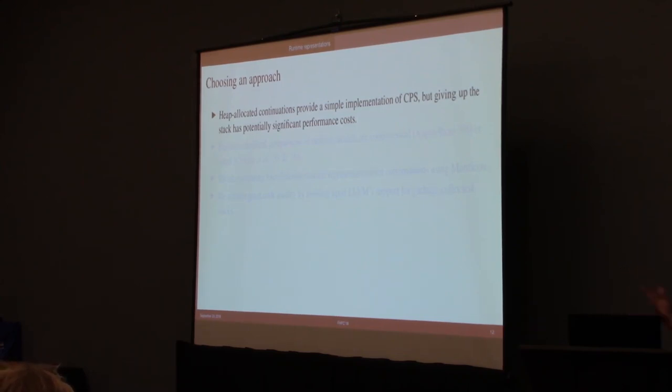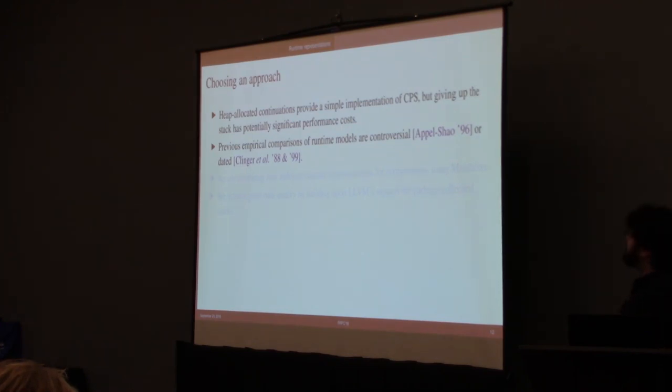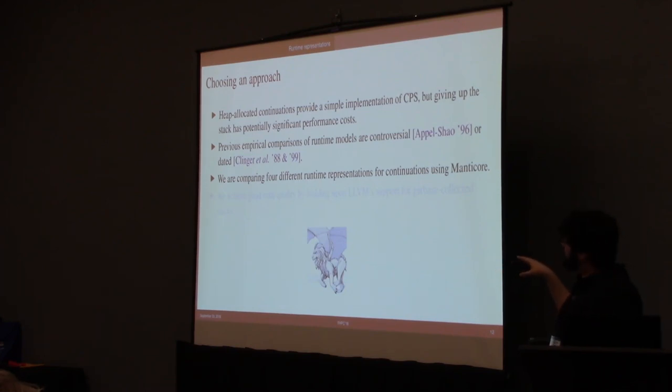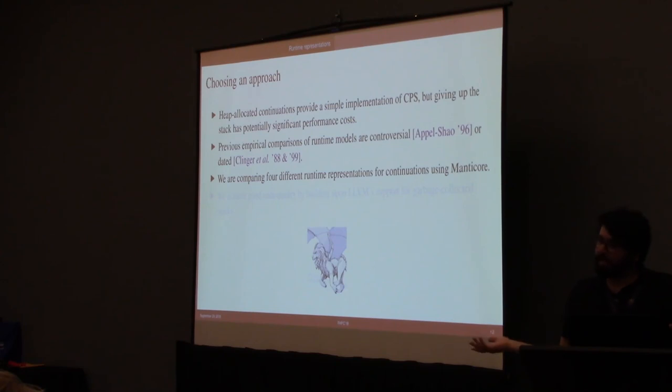The heap allocated continuations, which was that linked frame one but immutable, is actually pretty easy to implement because they're just closures. Previous comparisons, trying to find a difference between abandoning the stack or keeping it, are rather dated, and especially the Appel-Shao one is a little bit controversial because it was only using a simulation, and no one has really addressed this issue in quite some time. So that's the purpose of this work: to compare right now four, but potentially more in the future, runtime representations for continuations, all in one compiler system and runtime system.